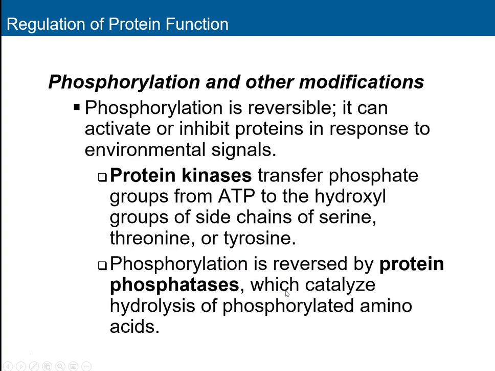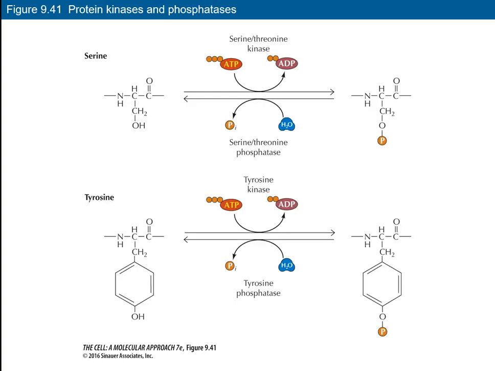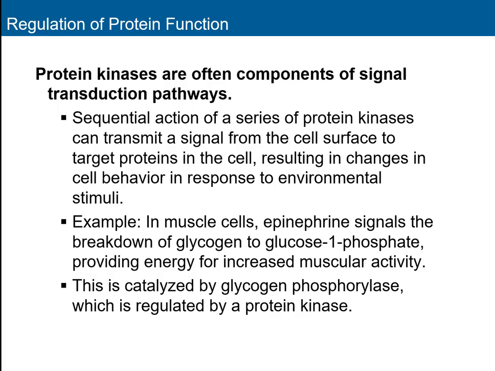Phosphorylation can be reversed, meaning there are proteins that will dephosphorylate or remove a phosphate, and those are called phosphatases. You should know what a protein kinase does and what a phosphatase does. A kinase adds a phosphate, a phosphatase removes a phosphate. Again, I think we talked about this already. This is what this is showing you. It's a serine threonine kinase because it adds the phosphate to a serine or a threonine in that protein. Here's a tyrosine kinase because it's going to add it to the tyrosine in that protein.